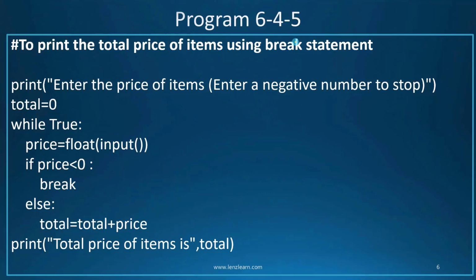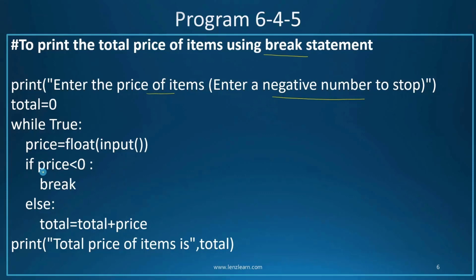Now we'll discuss the 5th program. This program is supposed to print the total price of items using the break statement. In this program, if I enter the price of items, that will be added to a variable one at a time. If I enter a negative number as the price of an item, the program will immediately stop. It will just print the sum of all items that I have entered up till now.